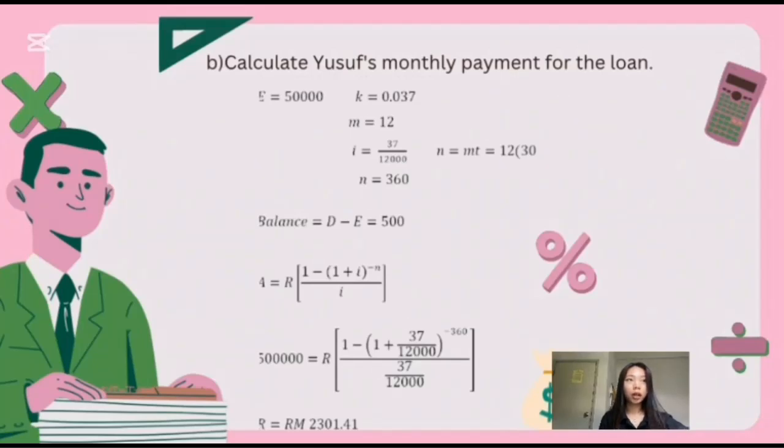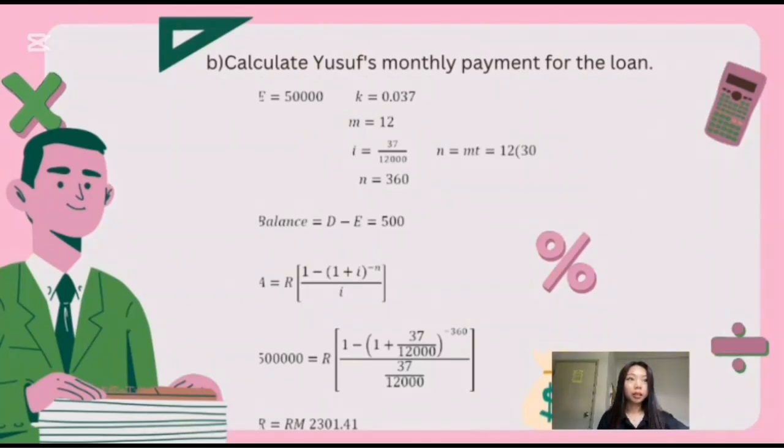How do I calculate I and N? Here, the annual interest rate is 3.7%, so divide it by 12. So the answer will be 0.003083. For the loan term of 30 years, N equals 12 multiplied by 30. So the answer is 360 months.